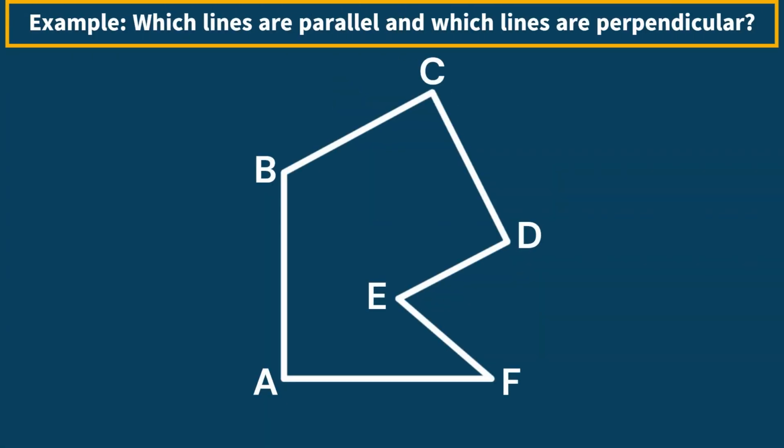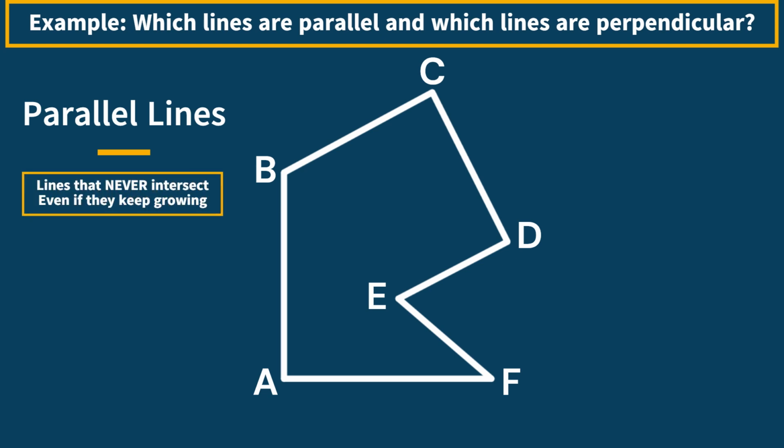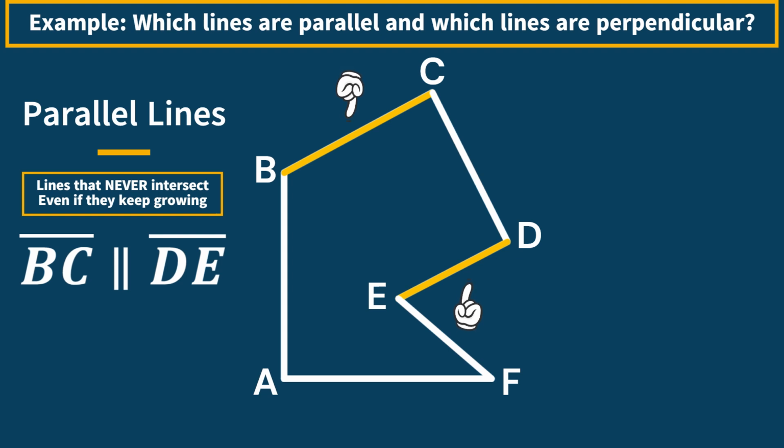Here's another example. We want to find out which lines are parallel and which lines are perpendicular. Let's start with parallel lines first. What we want to do is look at all of the lines and ask ourselves which lines, if they continue to grow, will not intersect or cross each other. Out of all of these lines, only two of them, if they continue to grow, will never cross. Those lines are line BC and line DE, shown here.